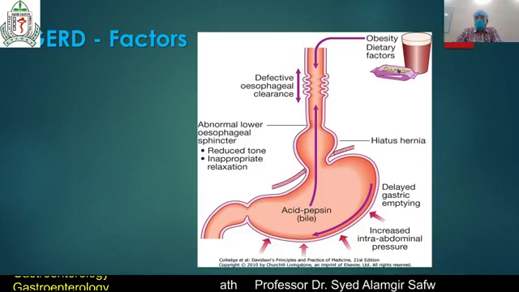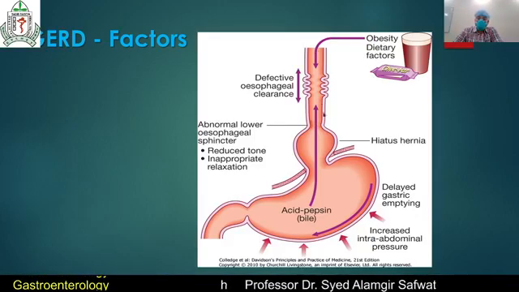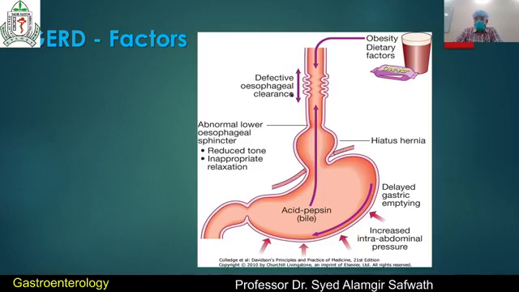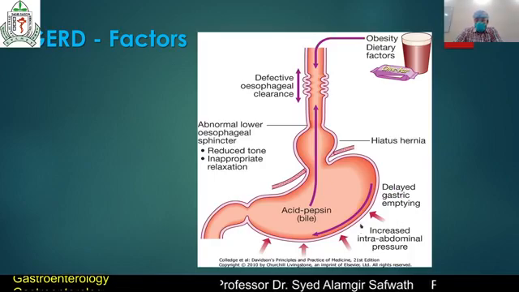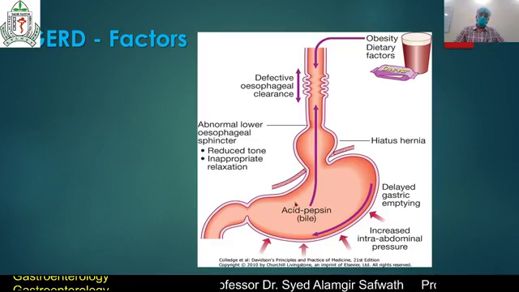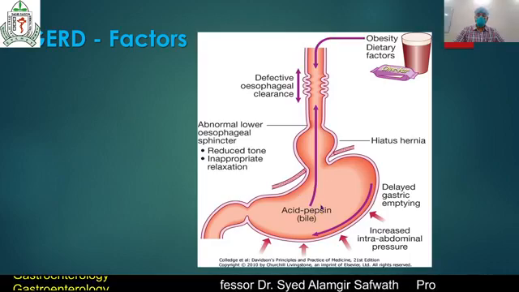Due to obesity, due to fatty food, there will be relaxation of the lower esophageal sphincter, or if there is any defective esophageal clearance, or if there is a hiatus hernia over here, if there is delayed gastric emptying time, and if there is increased intra-abdominal pressure, all these will help this acid and pepsin to pass into the lower esophagus.